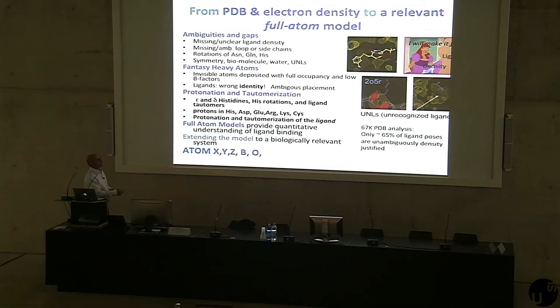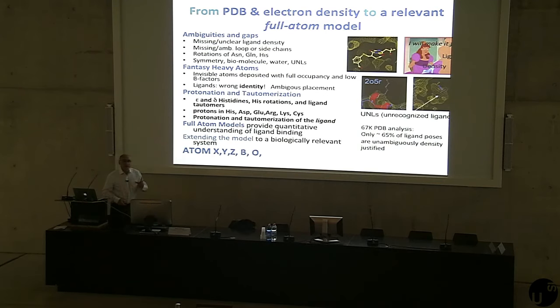And these are the issues you need to deal with. This is a real example. It means that there is some density, but in the atomic model, you actually have coordinates, and you have ambiguities and gaps. What you don't see are some missing, unclear parts. Maybe the ligand is missing, maybe the loop is missing, maybe the side chain is missing. Missing ambiguous loops or side chains.